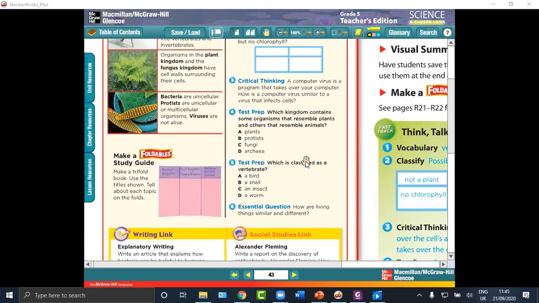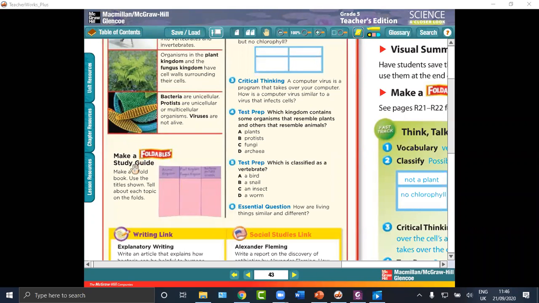Number 4, Mu'ayyad. Which kingdom contains some organisms that resemble plants and others that resemble animals? I think it's fungi because it resembles both plants and animals. Protists. Number 4, protists. Okay, I thought they were both similar. Yes, thank you.